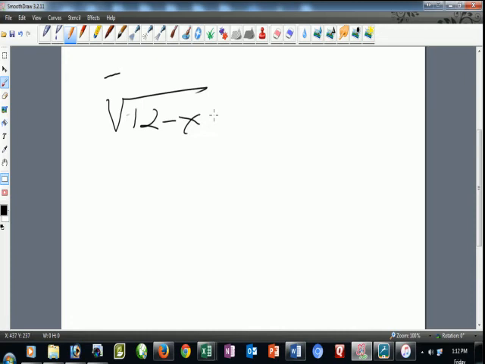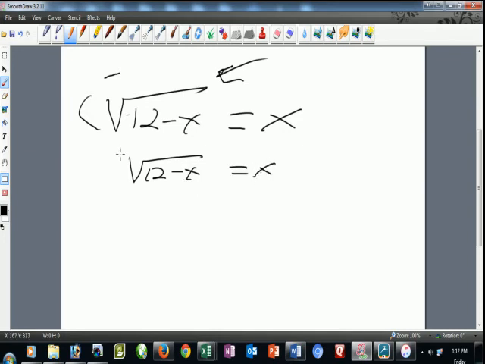12 minus x equals x. Is that part by itself? Yes, it is. How do you get rid of a square root? You simply do what? You square both sides, right? Now you ask yourself, what does that become? 12 minus x equals x squared.